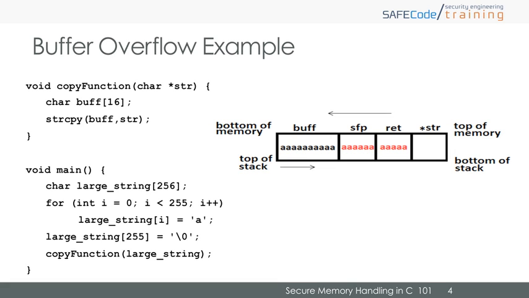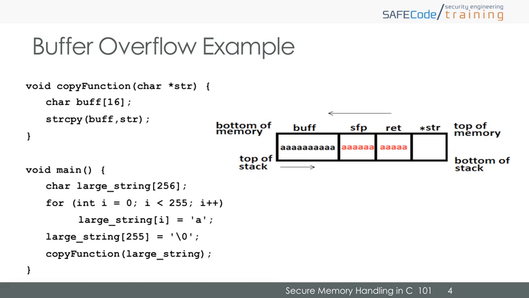We can see in the diagram that the stack grows from the top of the memory to the bottom of the memory. It's important to know that when we write values on the stack, they are written the other way, from the top of the stack to the bottom of the stack, as shown in the diagram. Before calling the function, the large string array of size 256 was filled with A's. So the copy function will copy, via strcpy, 256 bytes to a buffer which has a size of 16 bytes. So we are copying more A's than the buffer buff can fit.